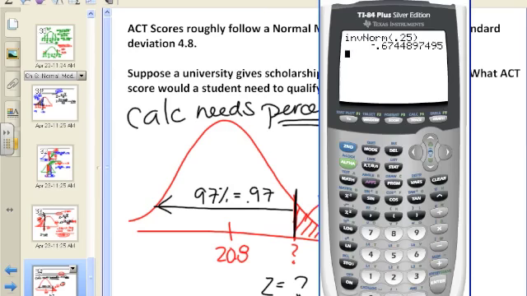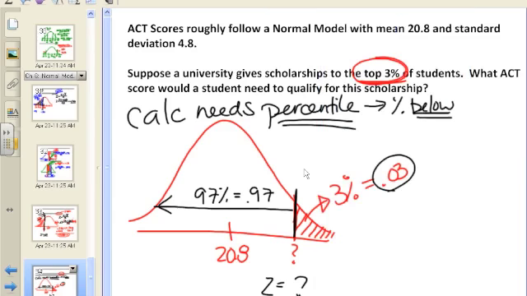So let's go ahead and put that in our calculator. I'll go to second vars. Option number 3 for my inverse, or my backwards, 0.97. Now, I should be thinking to myself, I am above average, so I should be getting a positive z-score. Kind of a good way for me to check that I set this problem up correctly. Woohoo, I got a positive z-score, 1.88. So here's my z-score. I know that it's 1.88. What I don't know is what ACT score that would give me.